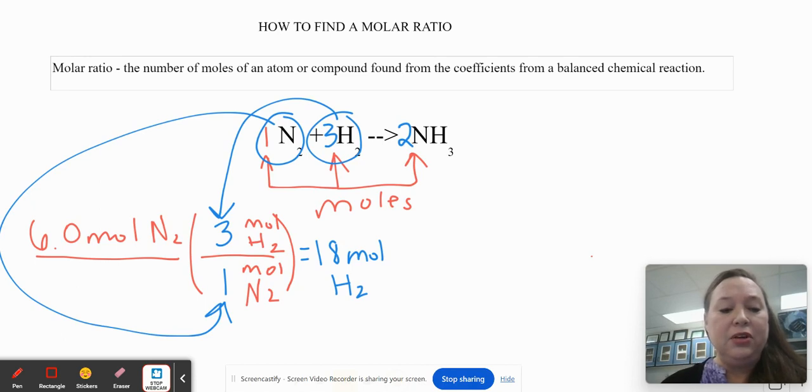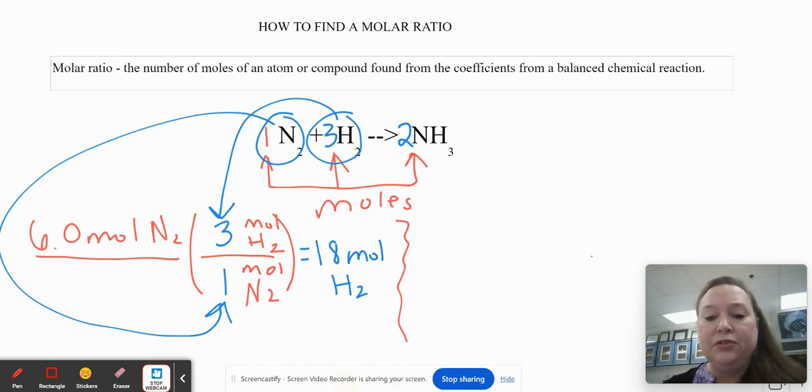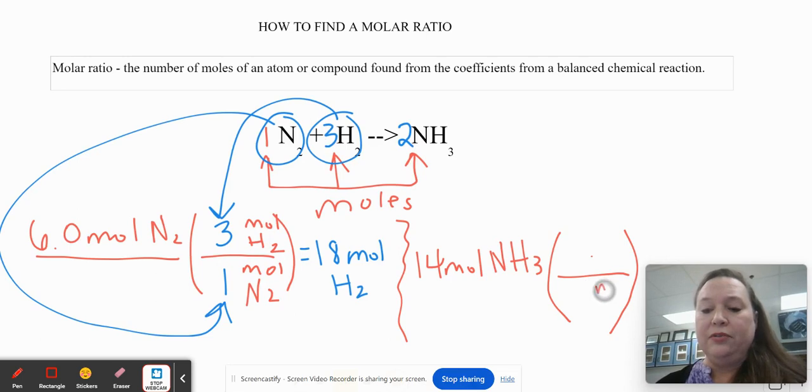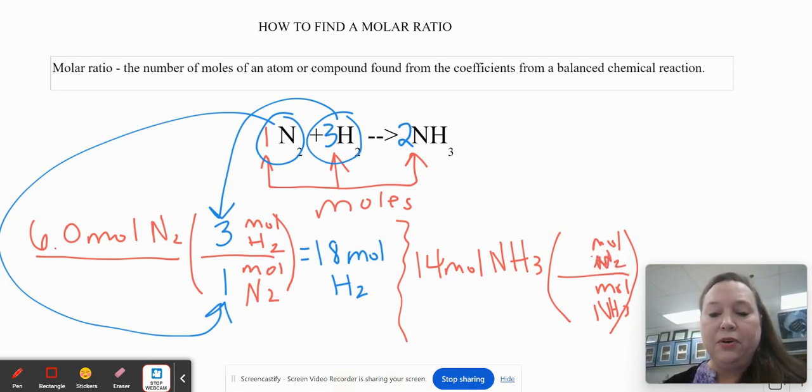I can also do the same equation solving for the product, which is ammonia. So let's say that I want to produce 14 moles of ammonia, and I need to know how much nitrogen that's going to take. So what I do is I make my molar ratio by putting the moles of ammonia on the bottom, and I put the moles of nitrogen on the top, and then I get those numbers from my balanced equation.